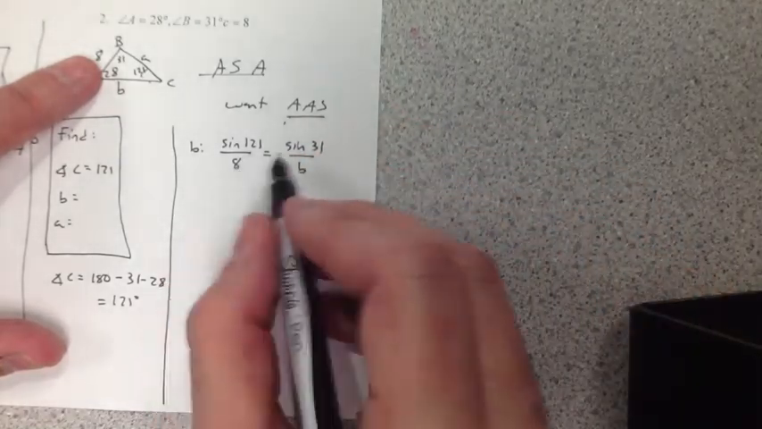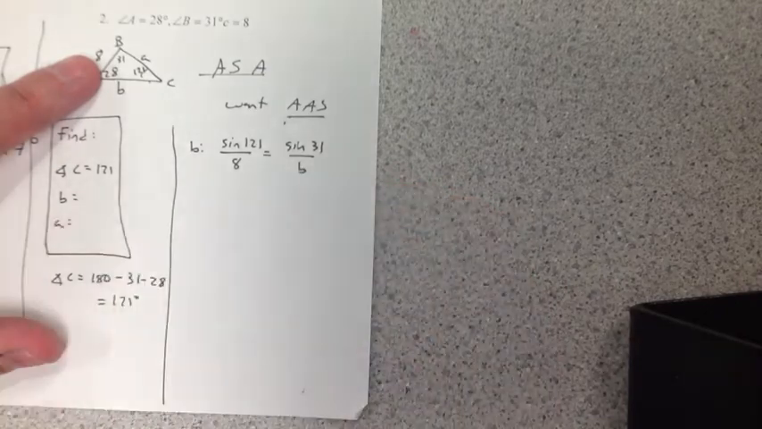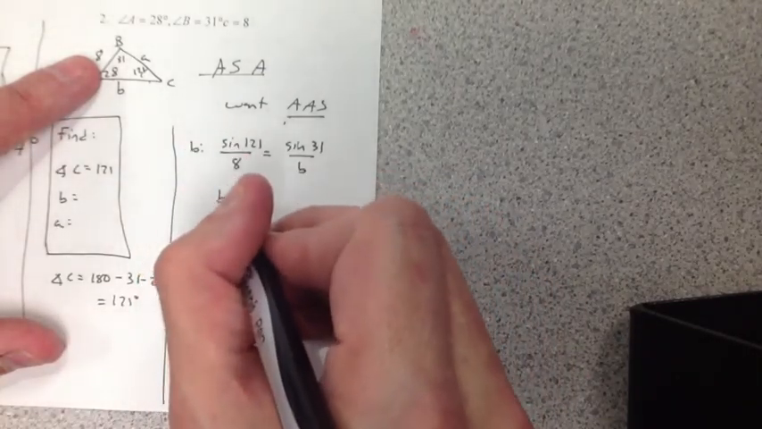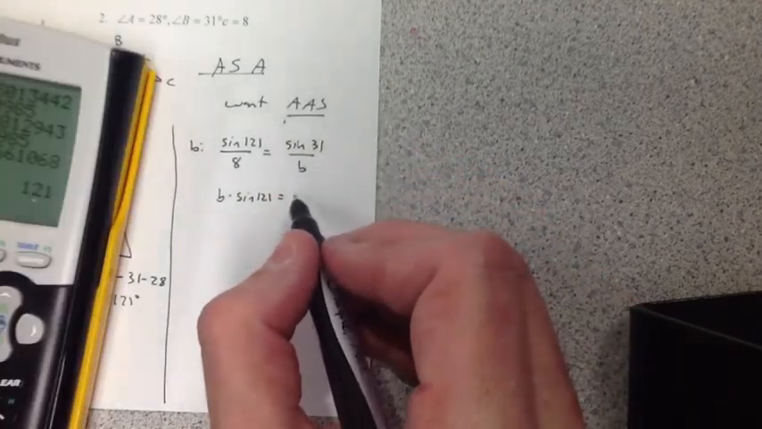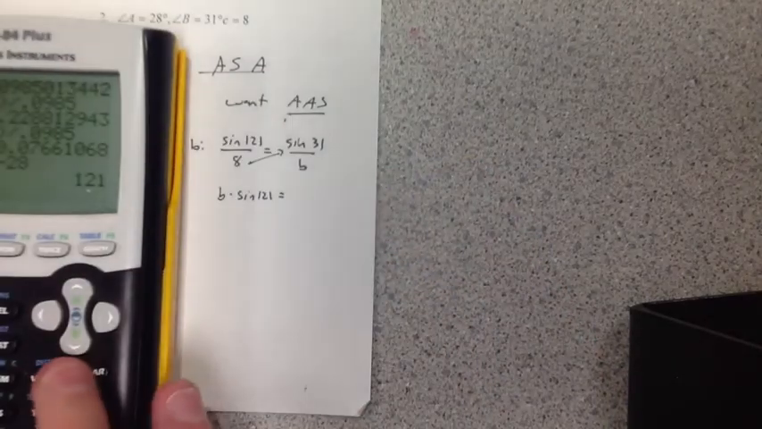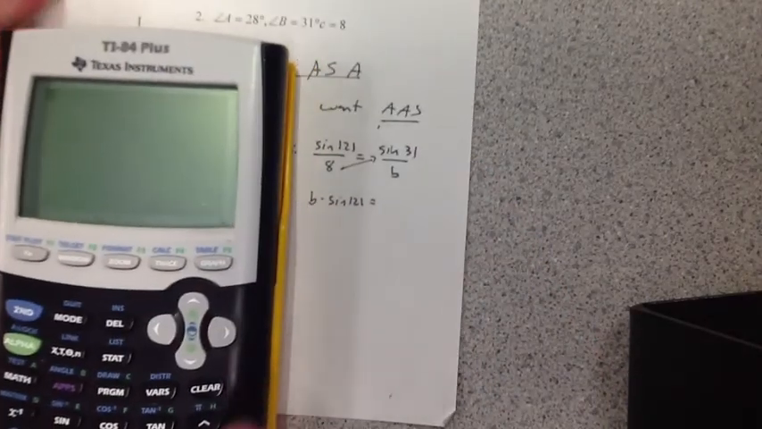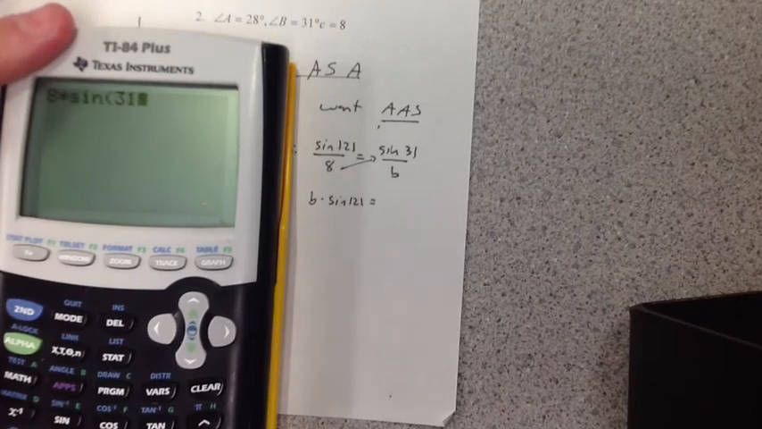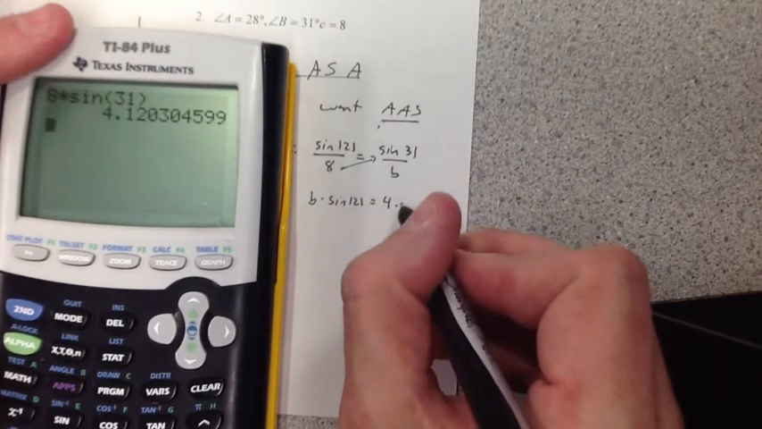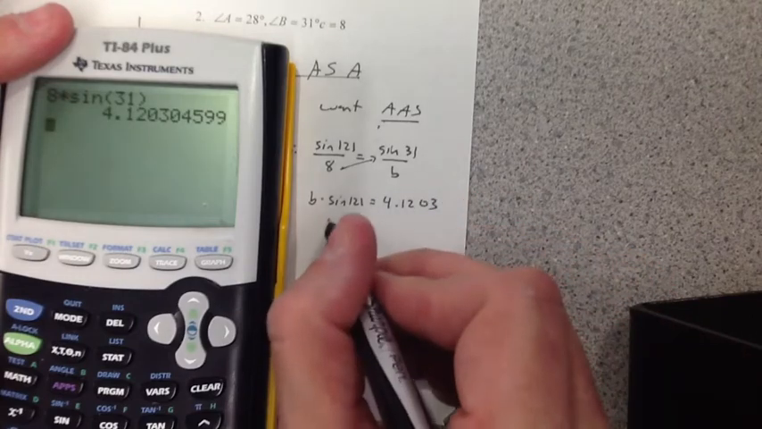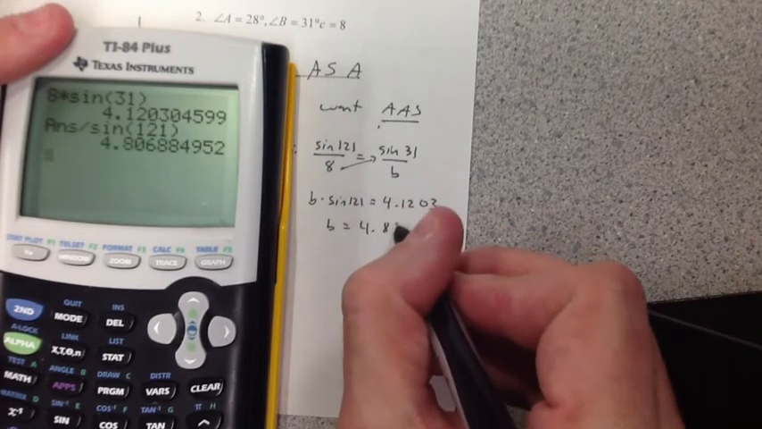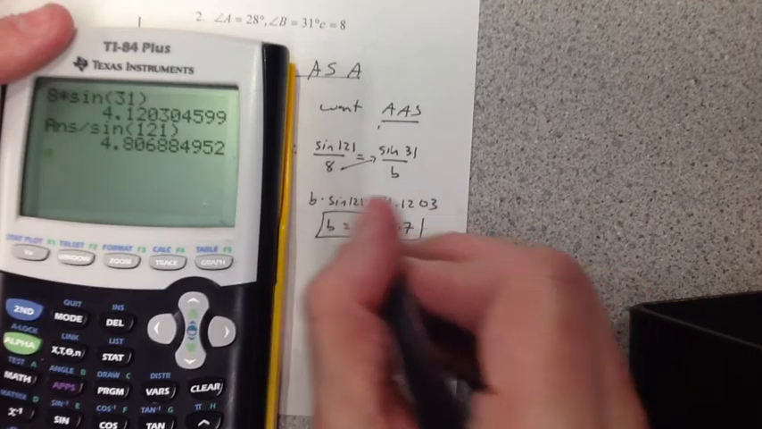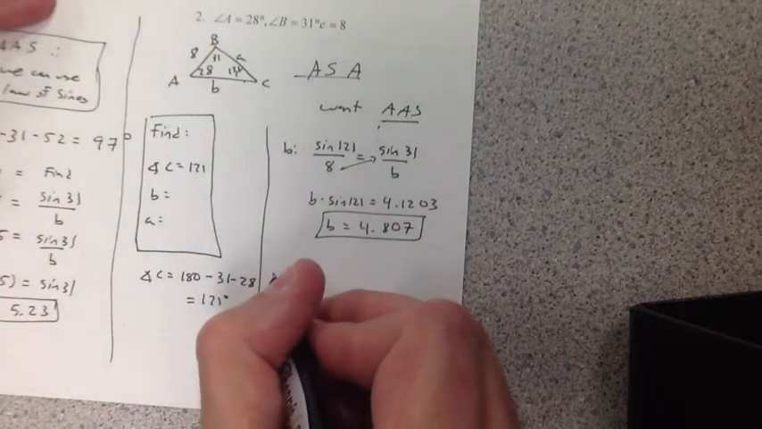And if you're good at cross multiplying, you can actually kind of do this pretty quickly. So sometimes I tell students to just multiply here. B times the sine of 121 equals, and over here I might just use my calculator to do this one, okay? Makes it a little bit easier sometimes. You can take the sine 8 times the sine of 31. A lot of different ways you can do this. That becomes 4.1203. And if I divide by the sine of 121, just use the calculator, 121, close your parenthesis, we get 4.807. So there's B.